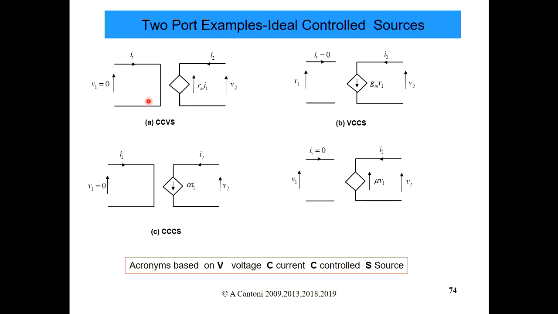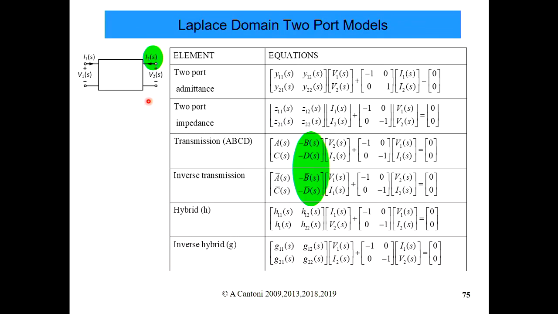Two-port examples, ideal controlled sources. Two-port models, we'll use this in the course as well. If you're not familiar with it, please look at your notes from 3021, because we will be using two-port models, and particularly be interested in this transmission ABCD matrices.